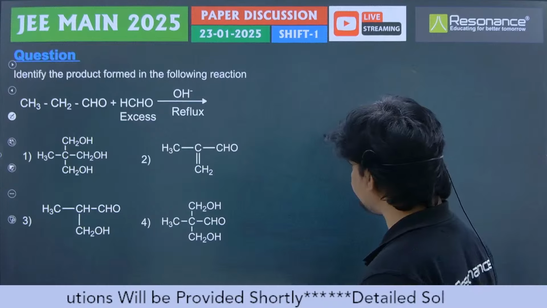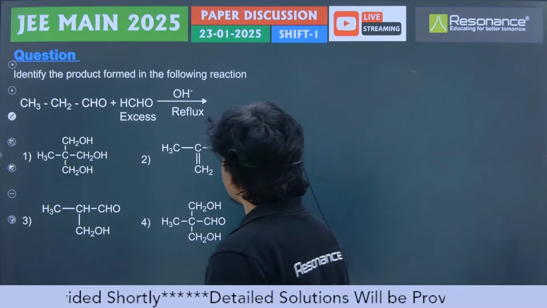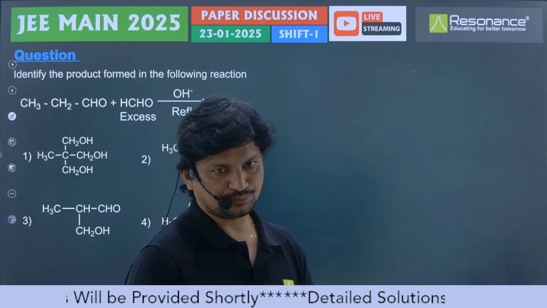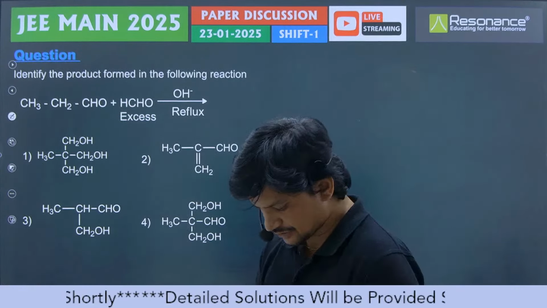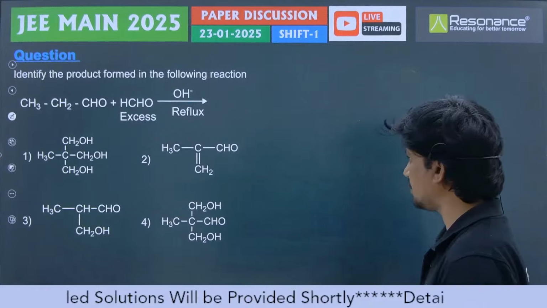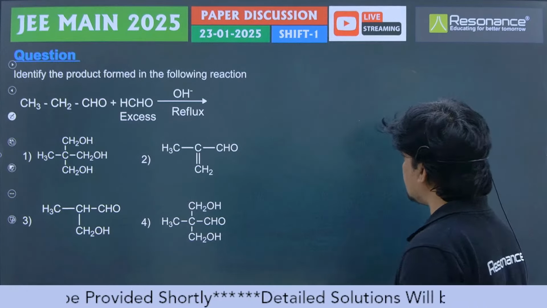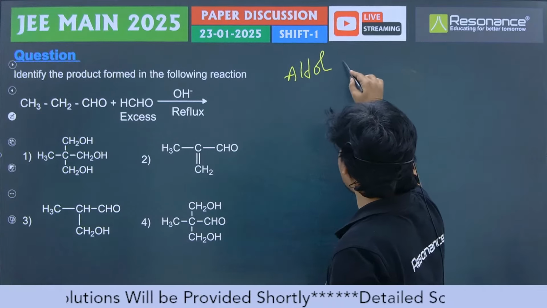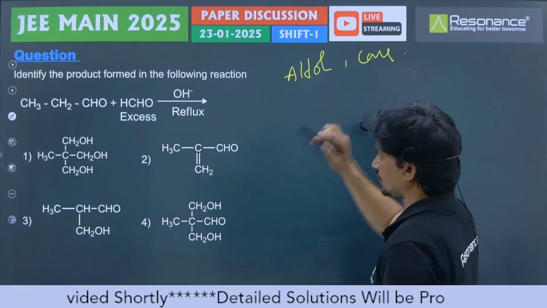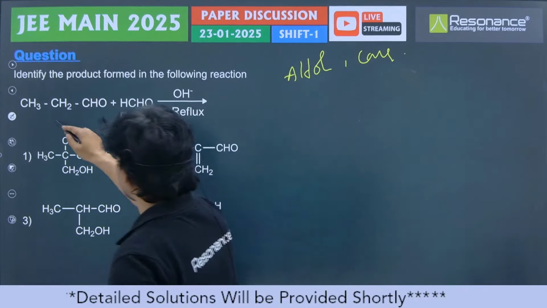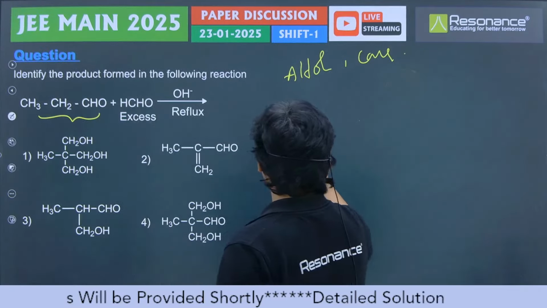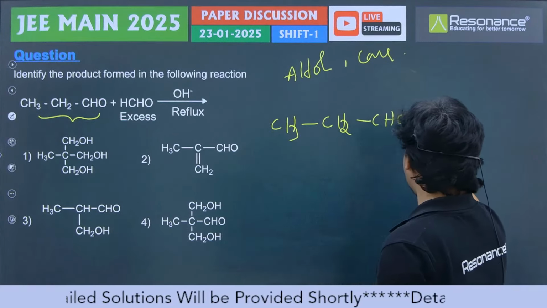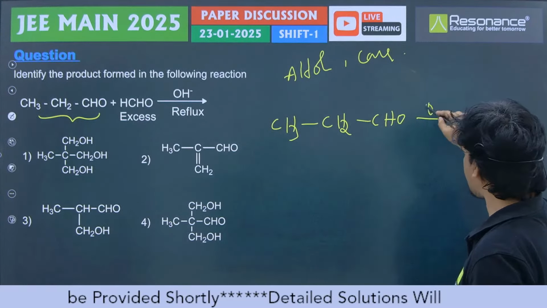Next question. Okay, identify the product formed in the following reaction. It is a PYQ. Number of times they have asked it in the JEE examination. So it involves what? Aldol condensation and the Cannizzaro reaction. Okay, first you have to take this one, CH3CH2CHO, propanal. First what happened?